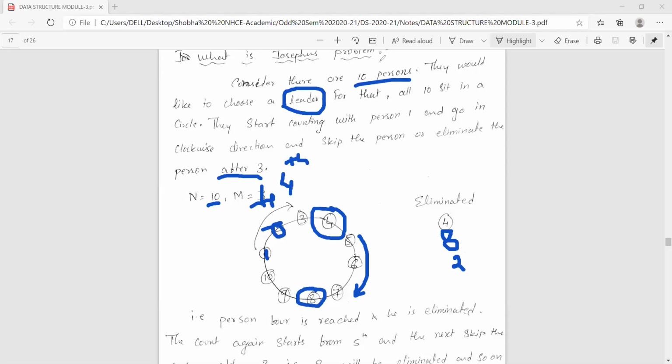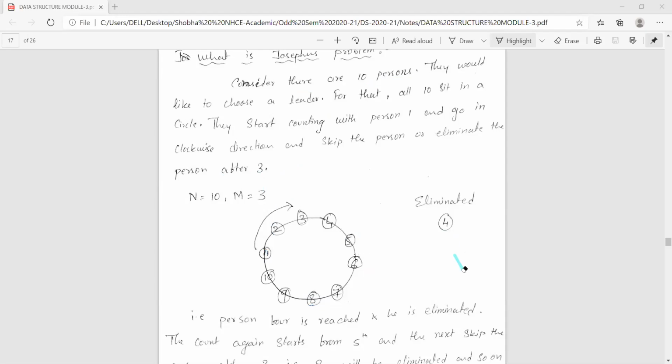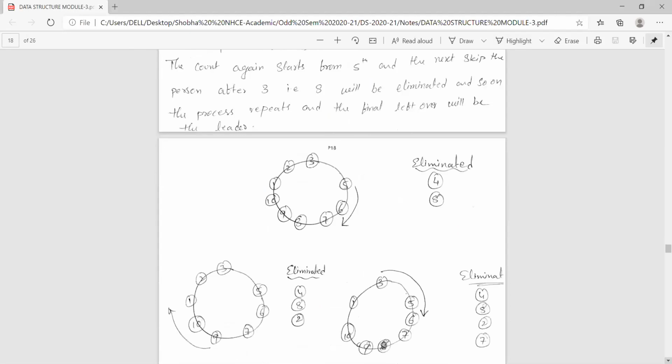Is it clear now? That was just a statement. I will solve this example, so let us proceed with it. I will just use the same diagram which is there below.